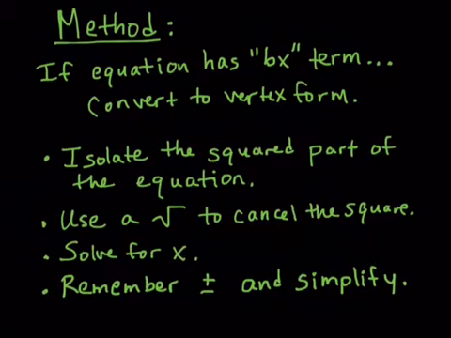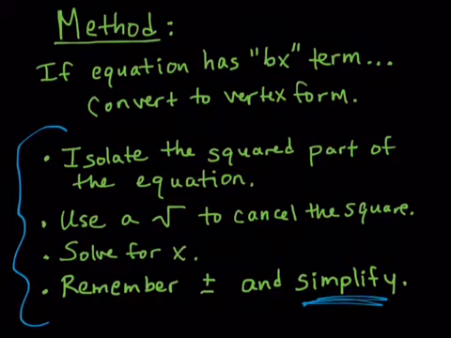All right, as you're doing these, go back to the method if you wrote this down, or if you want to review in this video. These are the steps for solving using square roots, and up to this point we've skipped over this first step, converting to vertex form, and we focused on these last steps. Isolate the squared part of the equation, use a square root to cancel the square, solve for x, get it by itself, and then just two reminders: don't forget the plus or minus sign when you're adding in square roots, and also make sure that the square roots are fully simplified.